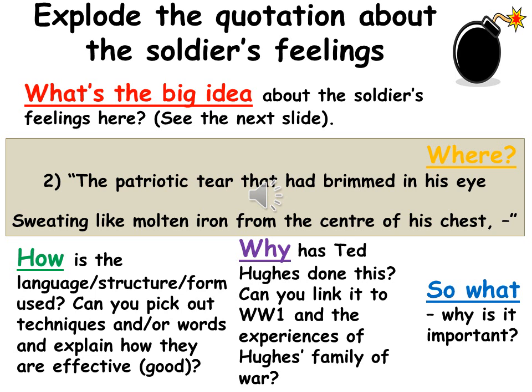How, what can we say about the language, structure and form in that quote? Can we pick out some techniques or keywords or word types and explain how they are effective, how they have an impact on the reader? Can you explain why Ted Hughes has done this? Can you link it to the context about Hughes and about World War I and about his family's experiences of war? And can you finish with your so what, with your summary, explaining why this quotation is important?